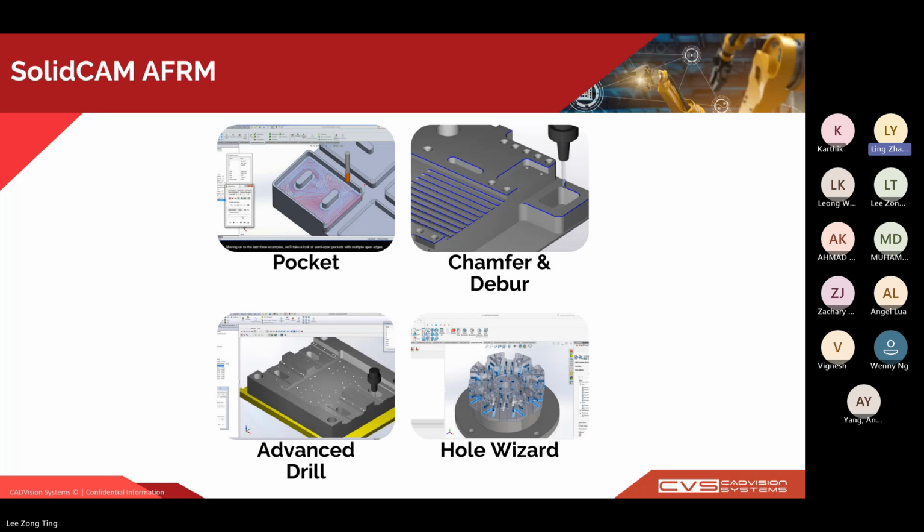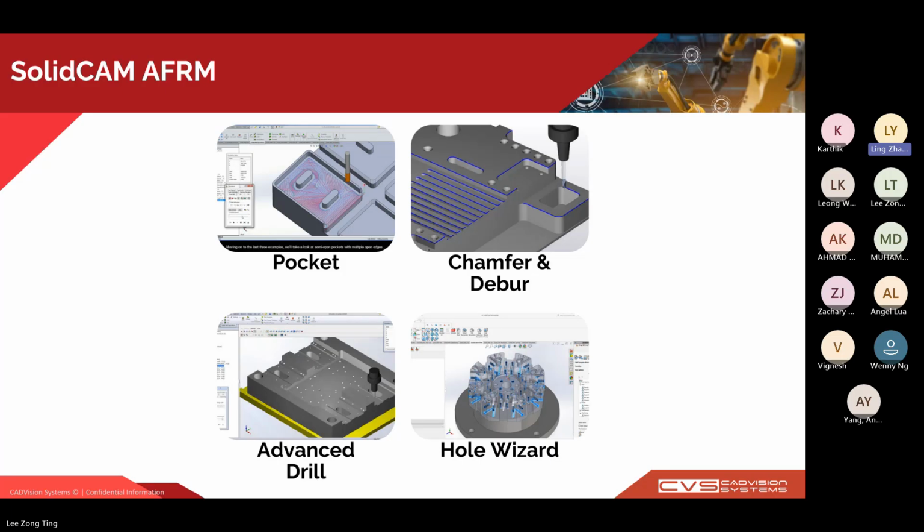So as suggested by its name, SolidCAM AFRM helps to capture similar features so that the user can apply one uniform strategy to all these features, but still maintain the flexibility to decide on the depth of cut, the tool to be used, or maybe some minor tuning on each group specification. So how AFRM works is that SolidCAM automatically recognizes all your pockets.